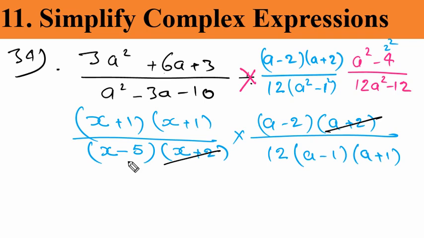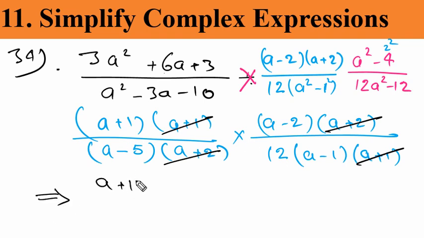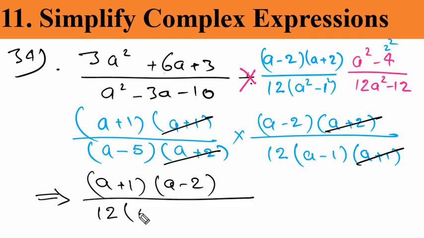Okay, what mistake have I made here? Did you notice? I have put x, but the quadratic equation here was in terms of a, so change it to a. Good. Now a plus 2, a plus 2, a plus 1, a plus 1. Anything else? No, I don't think so. So a plus 1 multiply a minus 2 over 12 times a minus 1 multiply with a minus 5. I've rearranged them in order. So that's your answer. That's how you try.